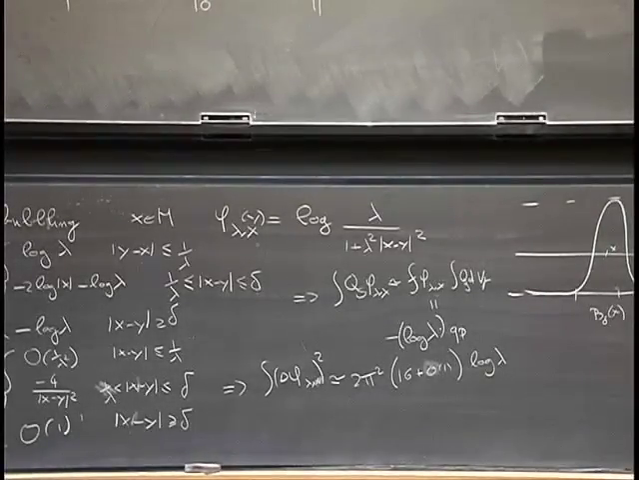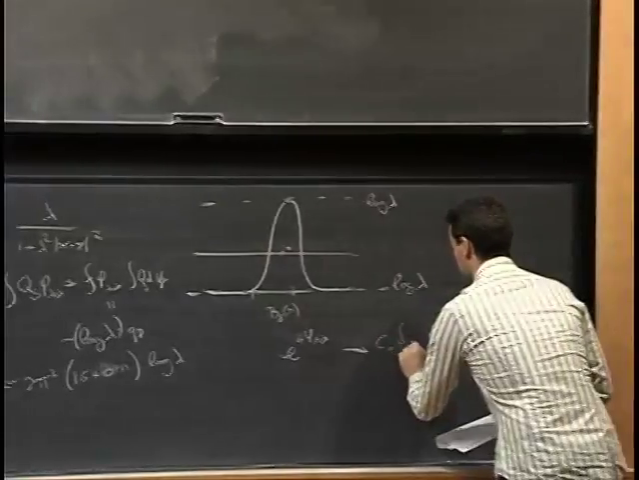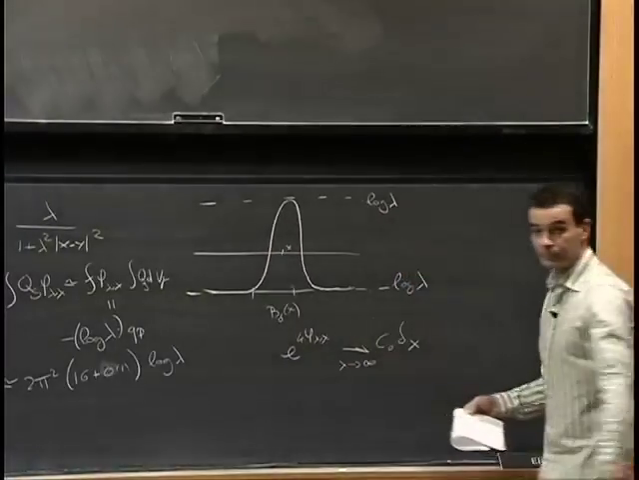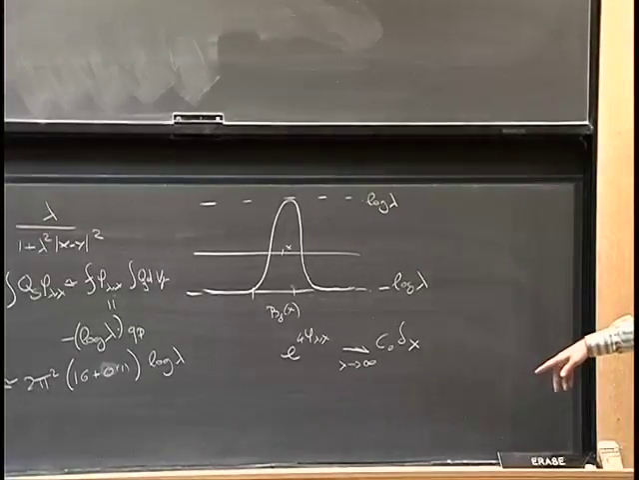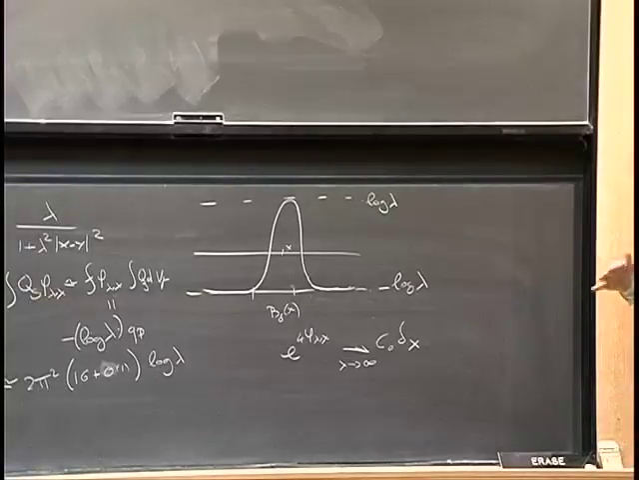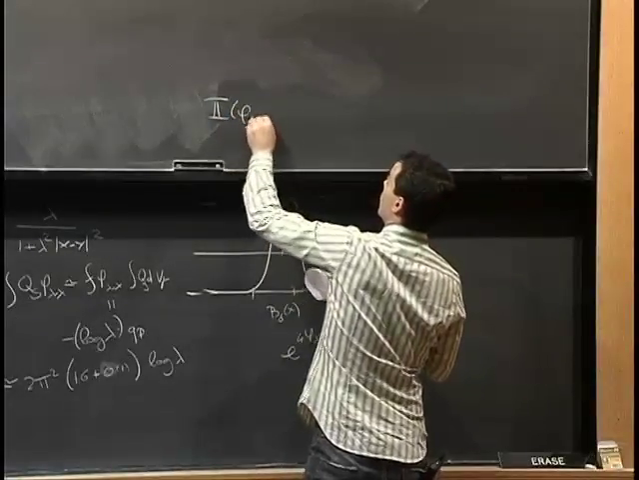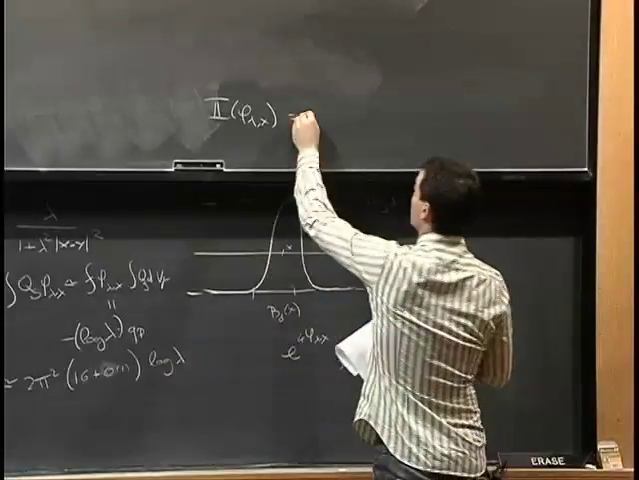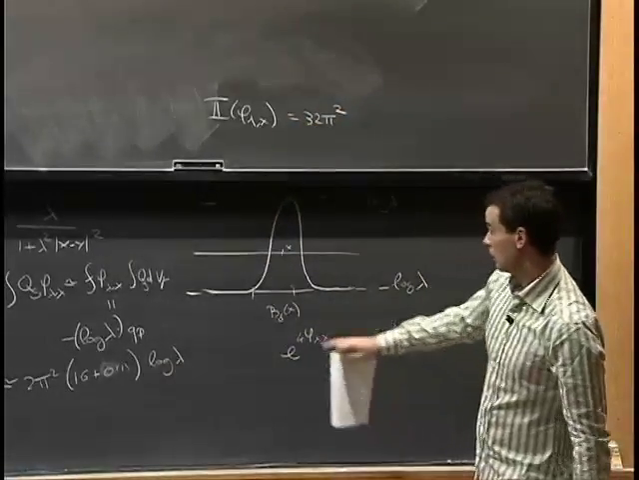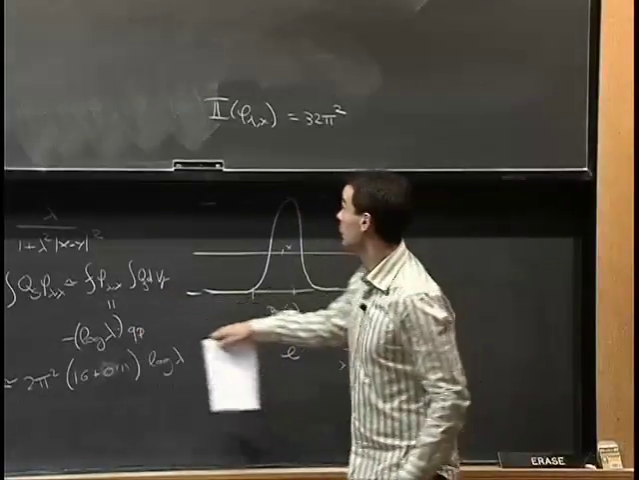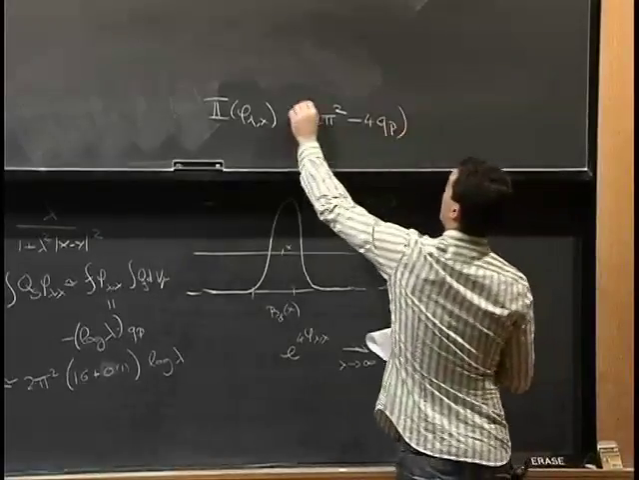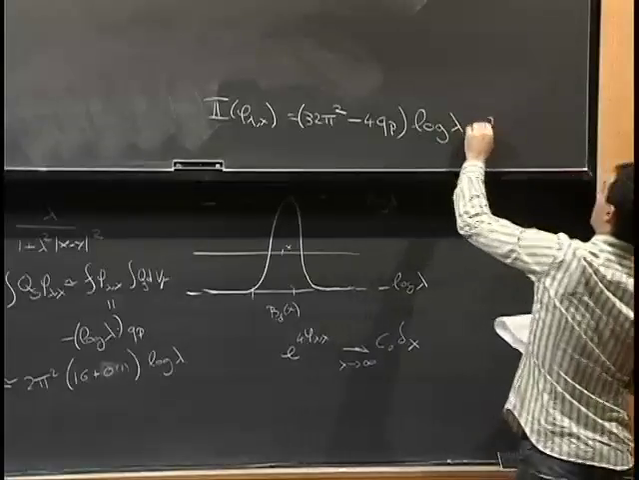And finally, if you look at e to the 4 phi lambda x, this converges weakly in the sense of measures to some c naught times the Dirac delta at the point x when lambda goes to infinity. So this implies that the integral of e to the 4 phi is uniformly bounded above and below by constants. So when you take the log, that's bounded. Okay, so in conclusion, you find that the functional of phi lambda x is equal to 32 pi squared minus 4 qp, because there was a 4 here, times log lambda plus lower order terms.